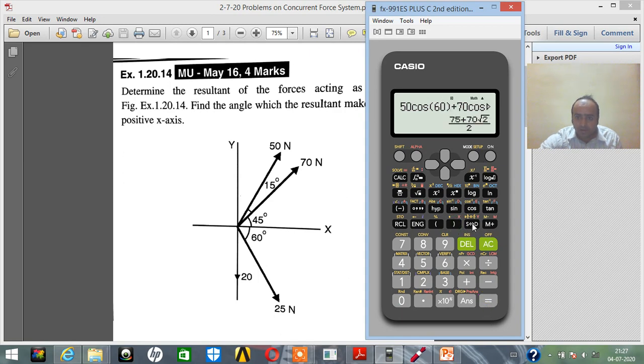So here it is, my dear friends. The answer comes as 86.9974, that is 87 Newton. I can write it.